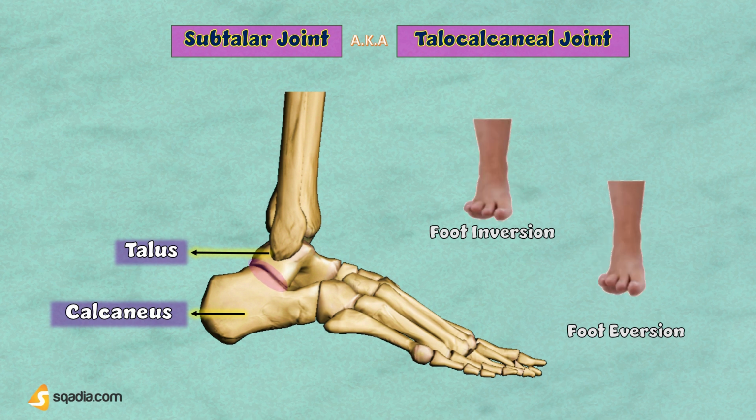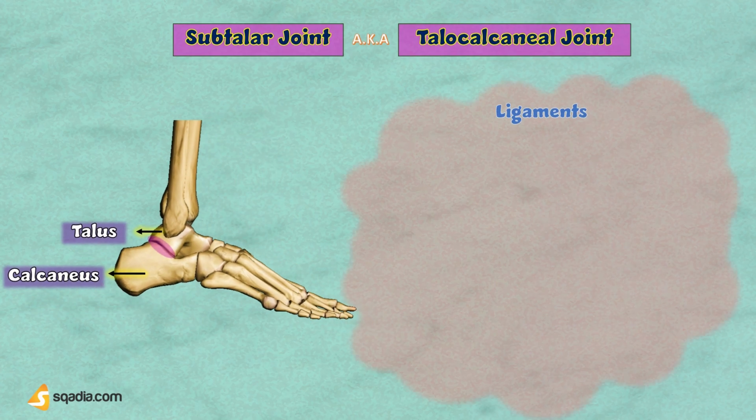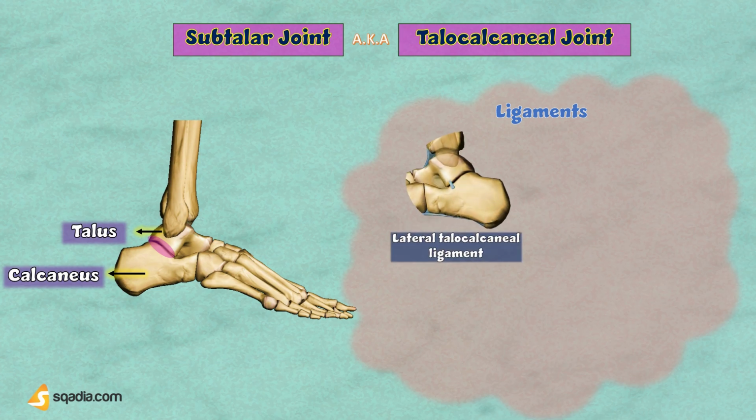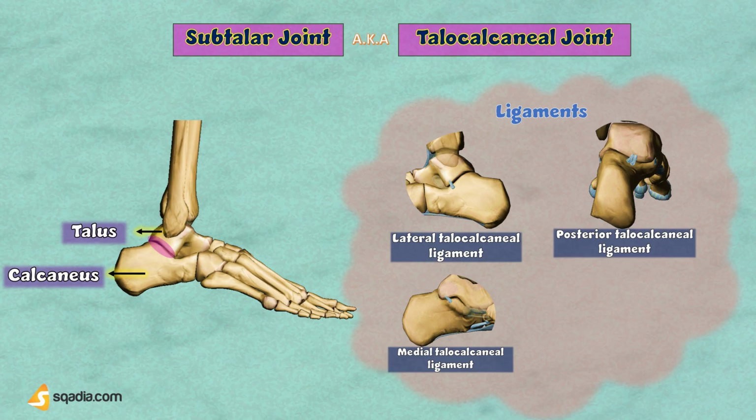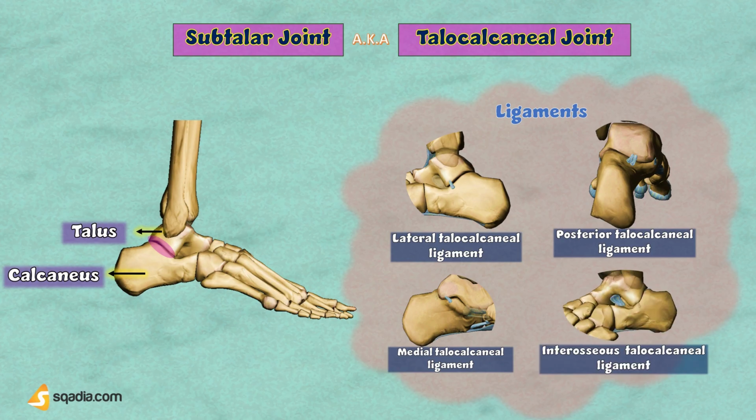As for the ligaments around the subtalar joint, this small synovial joint is stabilized by the lateral talocalcaneal ligament, posterior talocalcaneal ligament, medial talocalcaneal ligament, and interosseous talocalcaneal ligament. The interosseous talocalcaneal ligament lies in the tarsal sinus. Together these small ligaments stabilize the joint.